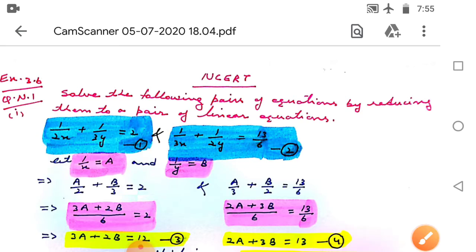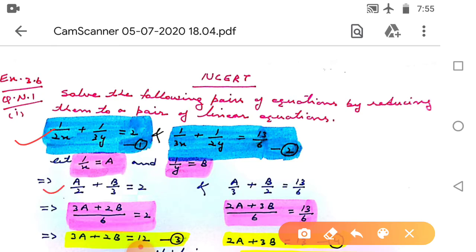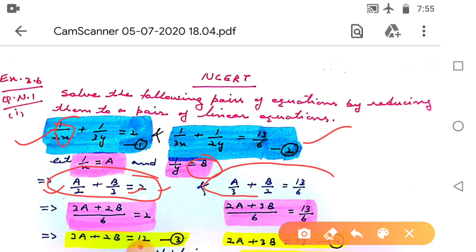Now when you put the value of 1 upon x as a in equation 1, we get a upon 2 plus b upon 3 is equal to 2. After putting the value of 1 upon x as a, it becomes a by 2, and the value of 1 upon y as b, this is b by 3. So a upon 2 plus b upon 3 is equal to 2. Similarly here, when you put the value of 1 upon x as a and 1 upon y as b, we get a upon 3 plus b upon 2 is equal to 13 by 6.